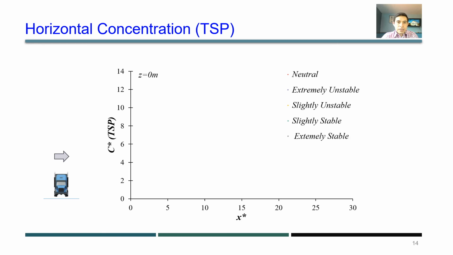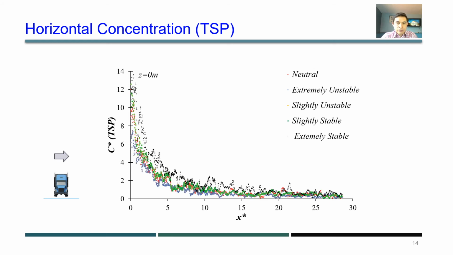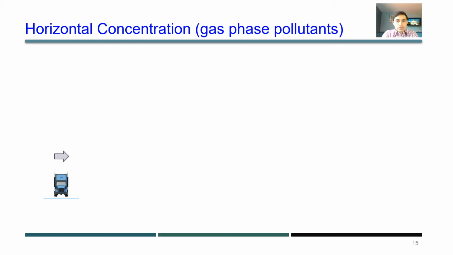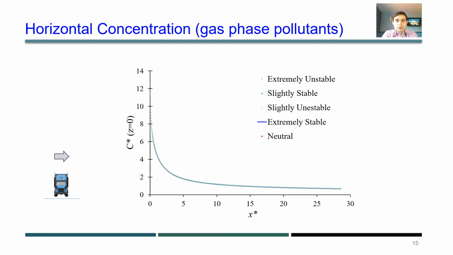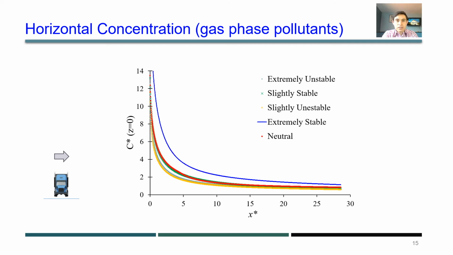In this figure, we can observe the difference in concentrations for total suspended particles for the five different atmospheric stability conditions. The highlight is that when the atmosphere is in an extremely stable condition, the concentration is higher, especially in the distance close to the road. Something similar is presented when we change the emission from total suspended particles to gas phase pollutants. We can observe that the maximum concentration is presented when the atmosphere is in an extremely stable condition.